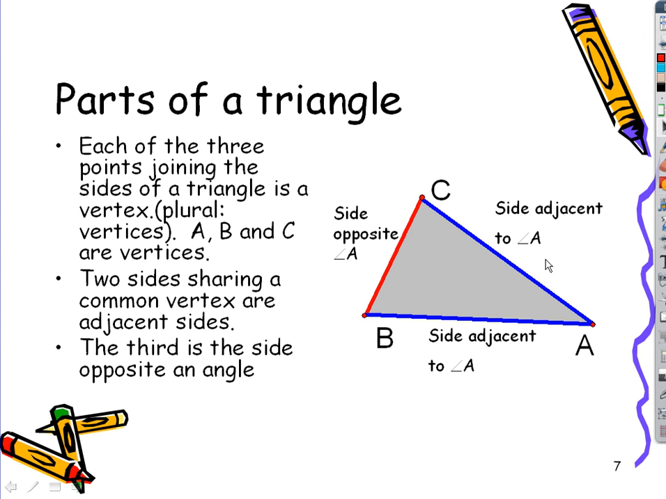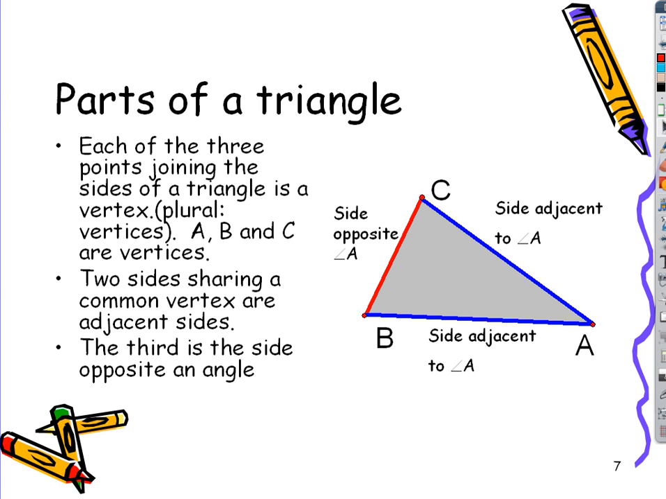Parts of a triangle. Okay, let's look at the anatomy of a triangle here. We know that each of the 3 points joining the sides of a triangle is called a vertex. So there's vertex A, vertex B, vertex C. The plural is vertices. We don't say vertexes, we say vertices. Okay, so then we sort of also implied that the segments connecting the vertices are the sides of the triangle, right? So we've got vertices and sides for any triangle.